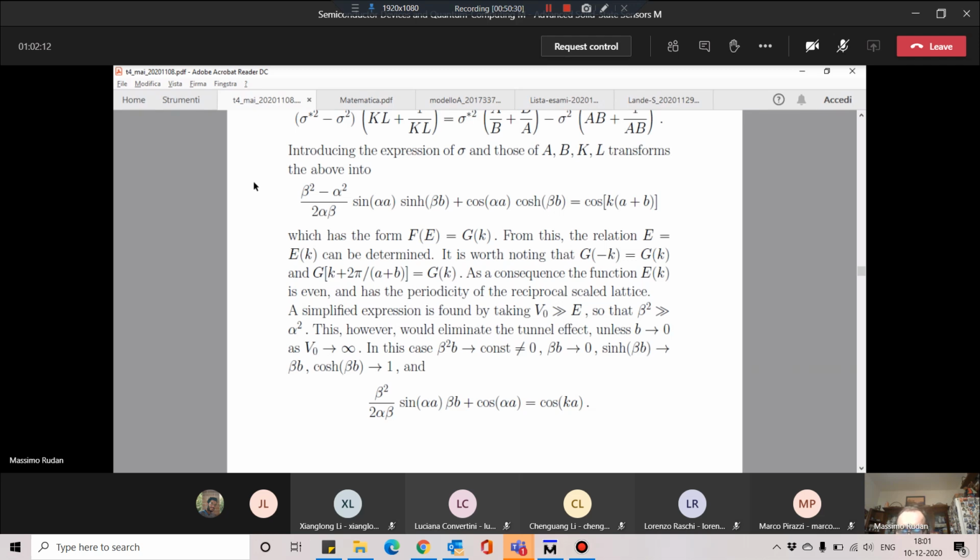Due to the periodicity of the direct lattice, the eigenvalue of the problem, that is the energy, is periodic in the reciprocal lattice. We shall come back to this later, but now we stop for 10 minutes and we shall meet again in 10 minutes.